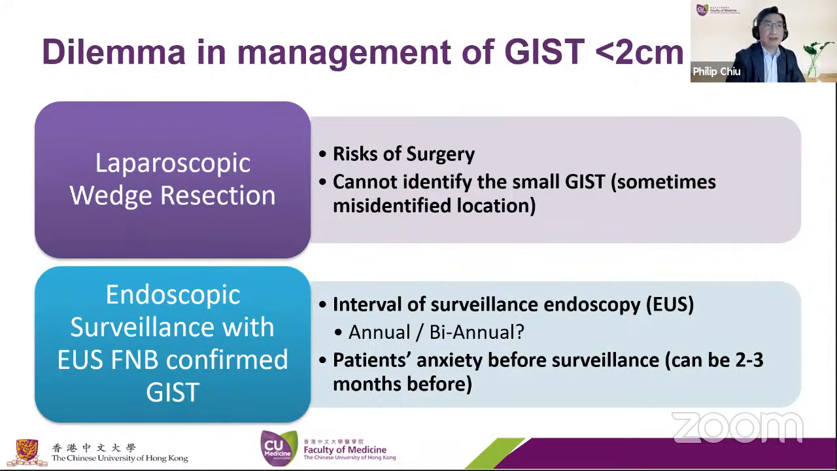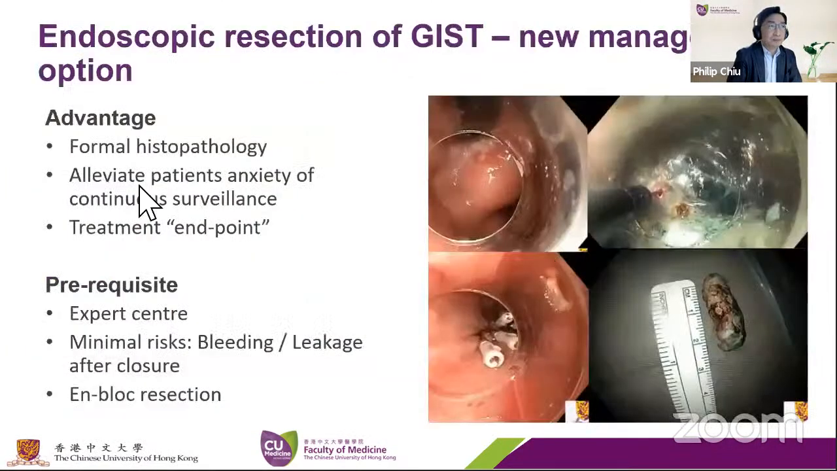Sometimes we cannot identify the small GIST because it's too small without an extra-gastric component, while endoscopic surveillance with EUS raises the question of how frequently we should survey this lesion, and the patient will have anxiety even before the surveillance. Endoscopic resection seems to be now a possible option, with the advantage that we can have a formal histology and we can alleviate the patient's anxiety, and also it becomes a treatment endpoint.